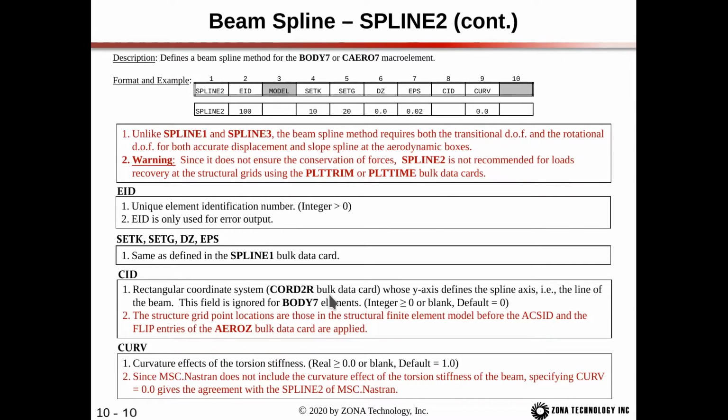So this CORD2R card, you'll define it in the Nastran basic coordinate system, and then ZEUS will apply the transformations to convert it to the aerodynamic coordinate system for you. And then lastly, we have this CURV entry. This is the curvature effects of the torsion stiffness, where the default is 1. Now, MSC Nastran does not include the curvature effects, and so if you want to match your results from MSC Nastran analysis, then you'll need to specify CURV equals 0. And then that will match what Nastran is doing in its beam spline method.